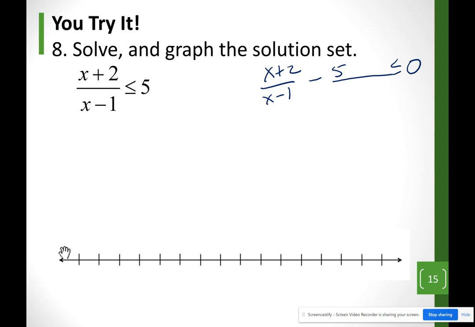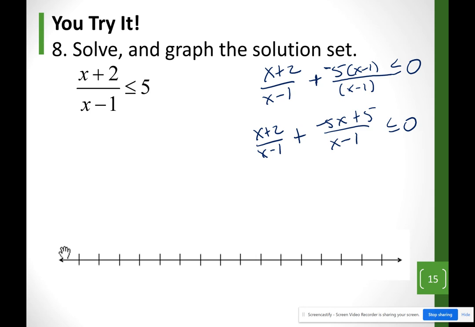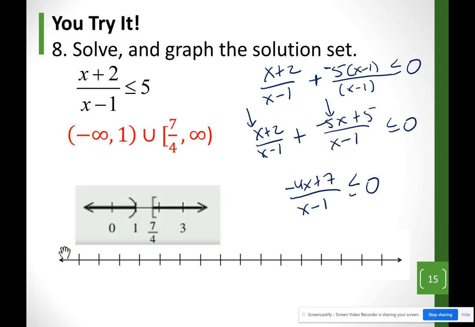I must have a fraction, so I'm going to multiply top and bottom by x minus 1, and that negative, I give it to the 5. So I have x plus 2 over x minus 1 plus negative 5x plus 5. So my fraction has an x minus 1 at the bottom. When I combine the x's, 1x minus 5x, and then 2 plus 5. So I helped you guys a little there, and that is what you guys should end up getting.